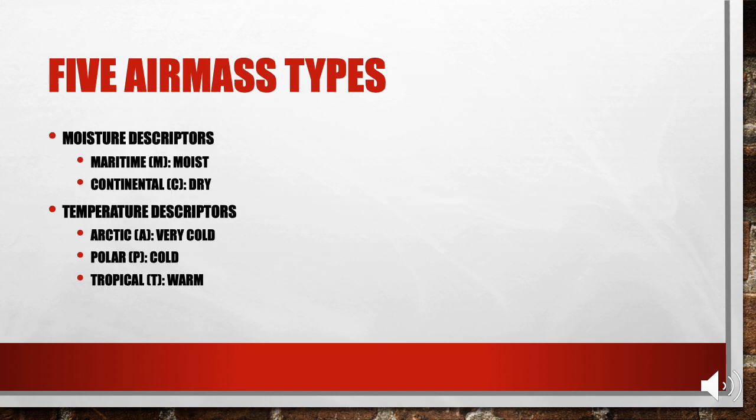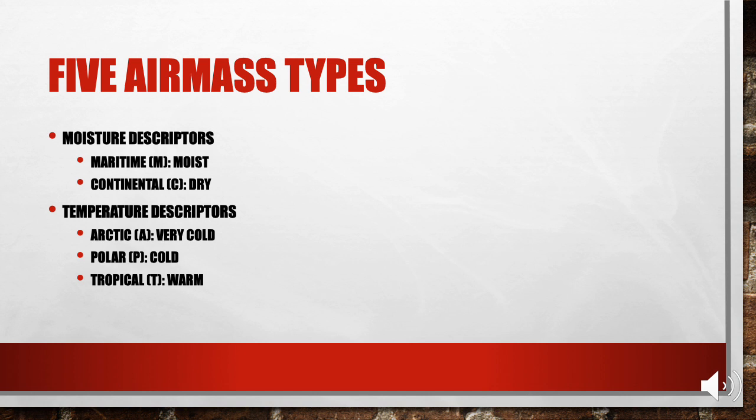Since air masses are described through their moisture and temperature characteristics, we need terms to label those specific characteristics based on where the air mass itself originates. There are two moisture descriptors, maritime and continental, and three temperature descriptors, Arctic, polar, and tropical.